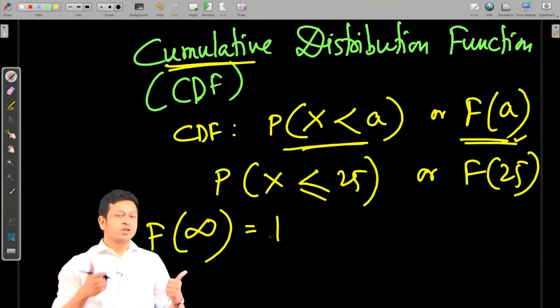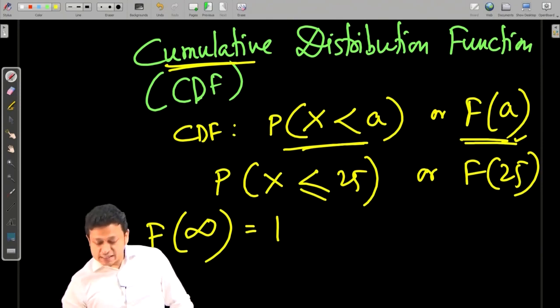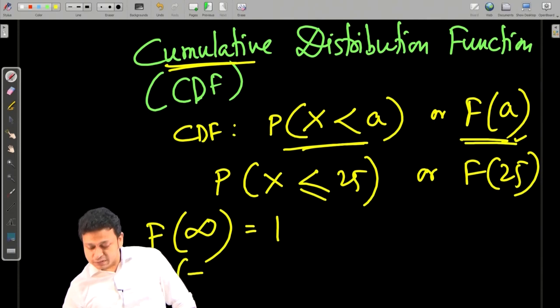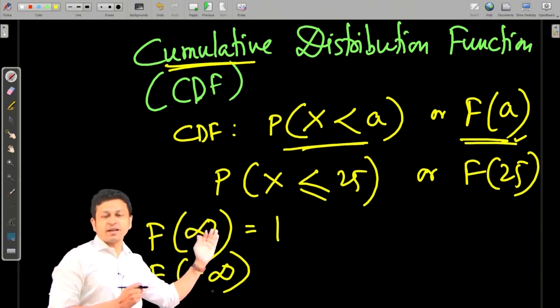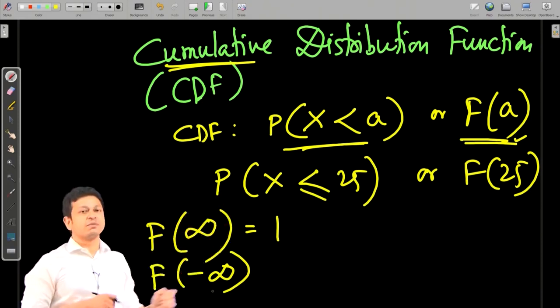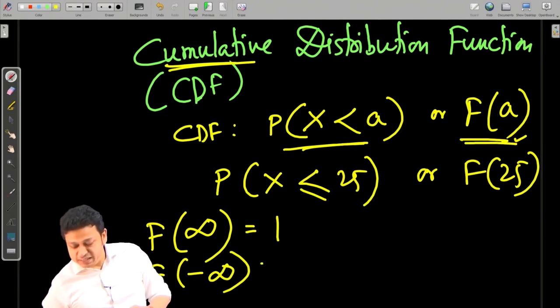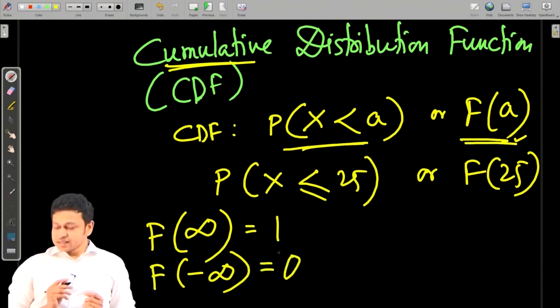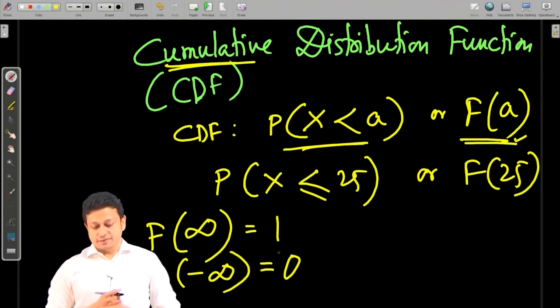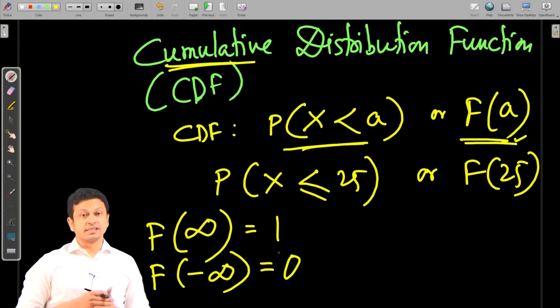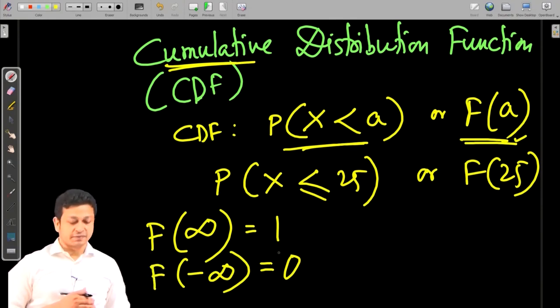So, that means it is always going to be 1, and if that is the logic, then what is going to be this value, f of minus infinity? If you think for a moment, f of minus infinity is basically, you have not yet started, you are at minus infinity, you have not added up any number, right. So, that means it is going to be 0. So, this is something you need to remember, that f of infinity is equal to 1 and f of minus infinity is equal to 0. Of course, we are talking about a continuous random variable.